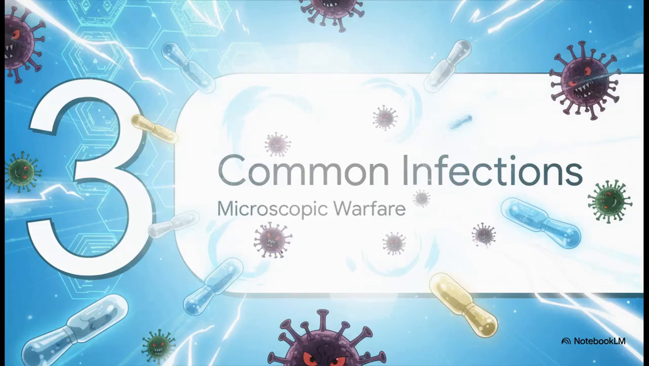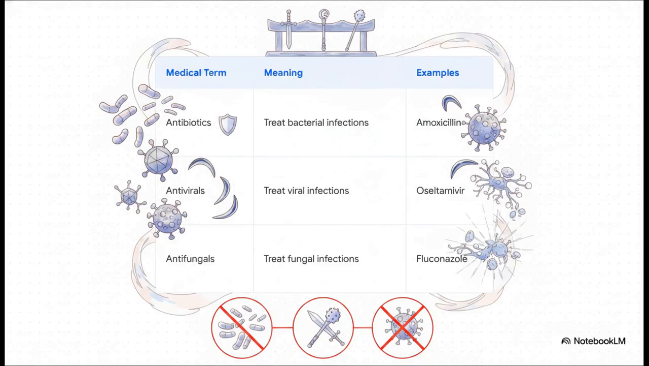Next up, Section 3. Fighting off common infections. When it comes to fighting infections, the medical community has to carefully match the weapon to the invader. It's like a microscopic war zone. Antibiotics treat bacterial infections, like amoxicillin. Antivirals target viruses, like oseltamivir. And antifungals, you guessed it, treat fungal infections, such as fluconazole. Here's a quick fun fact. Alexander Fleming actually discovered the very first antibiotic, penicillin, entirely by accident when mold just happened to grow on a forgotten petri dish. But the key takeaway for us here is that you cannot treat a viral infection with an antibiotic or a fungal infection with an antiviral. The weapon absolutely must perfectly match the microbe.